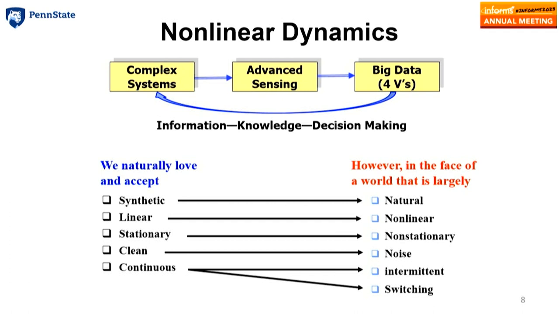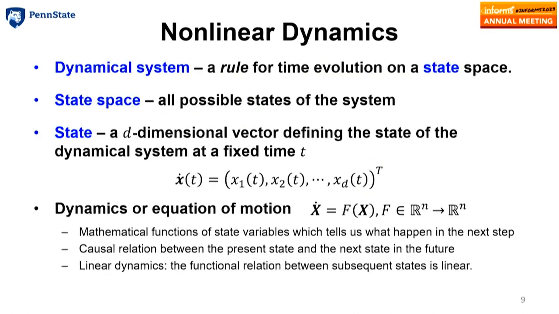But naturally, we love and accept synthetic data: linear, stationary, clean, continuous data. Sometimes we call it curated data, and data is not well curated. All data are not clean. However, in the real world, in many cases that we are facing, the natural systems are highly nonlinear, non-stationary, and with noise and intermittent switching behaviors. Now let's dive into nonlinear dynamics.